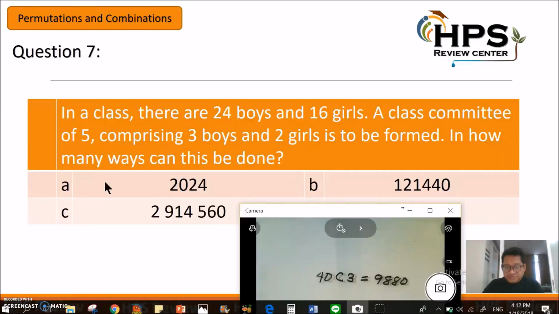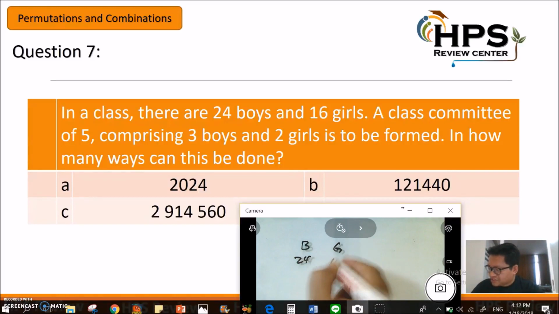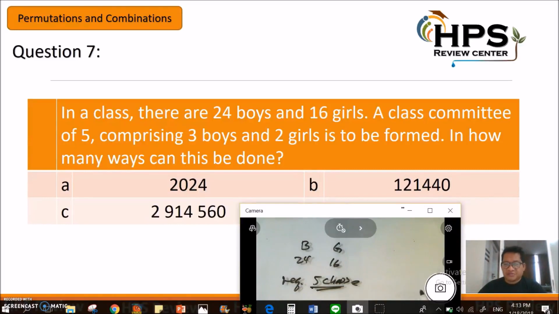Next question. In a class, there are 24 boys and 16 girls. A class committee of 5 comprising 3 boys and 2 girls is to be formed. In how many ways can this be done? Alright, so there are 24 boys and 16 girls. The requirement is to choose 5 people, but it must be composed of 3 boys and 2 girls.